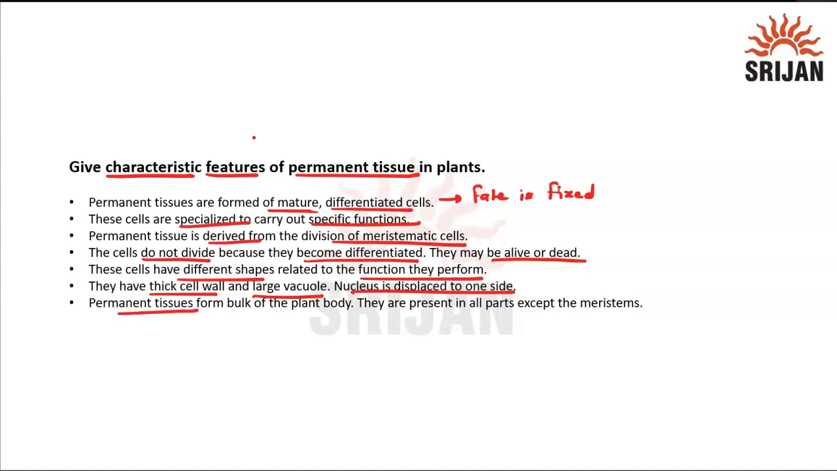Permanent tissues form the bulk of the plant body. Many parts of the plant body don't have any protective feature for them, so these cells act as a protective feature and keep the plant safe, along with their organs and cells, which is very important for them. And they are present in all parts except the meristems, because meristems are the type of tissues which actually perform cell division. So that is why, where meristems are present, the permanent tissues are not present there.